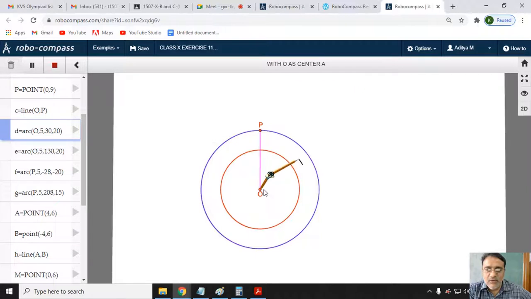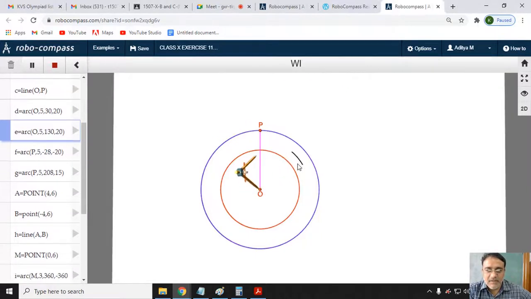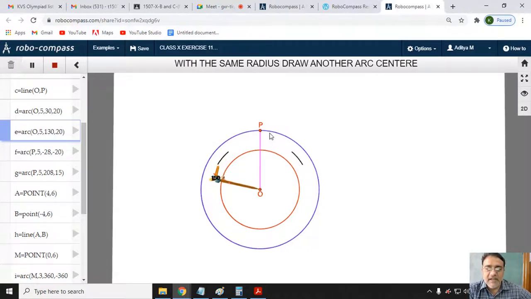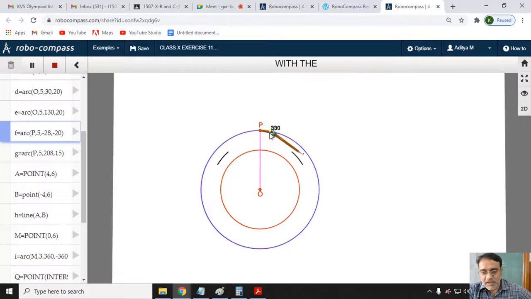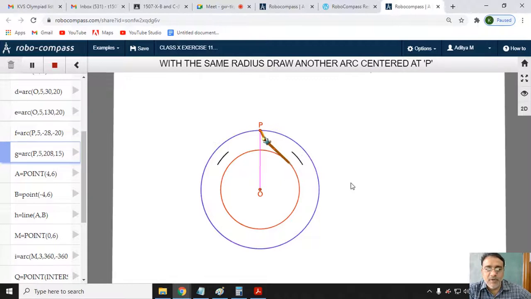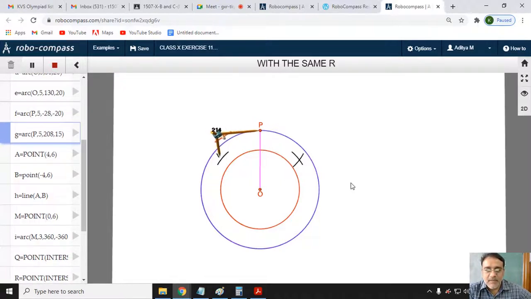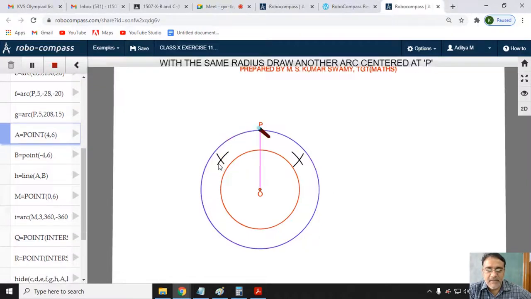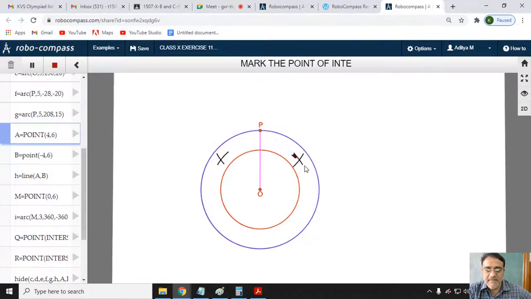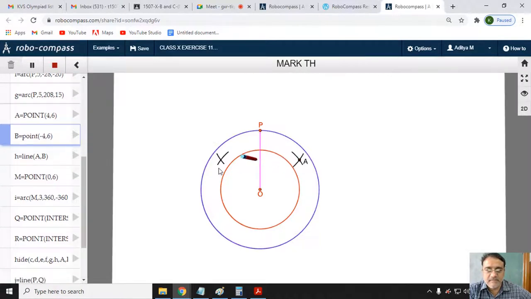Then with center O, draw one arc of radius more than half of OP, on both sides. And with center P again draw arcs on both sides of the same radius. Both will intersect at points A and B. So this point is A and this point is B. Now we'll join AB.